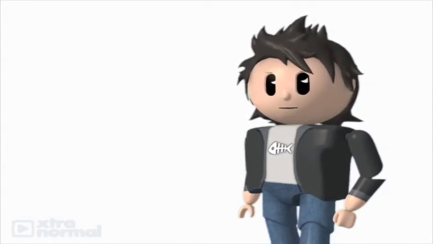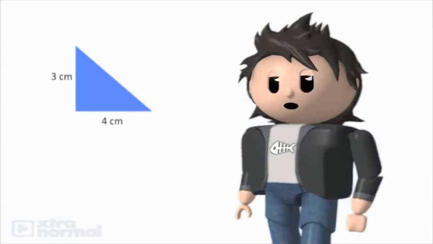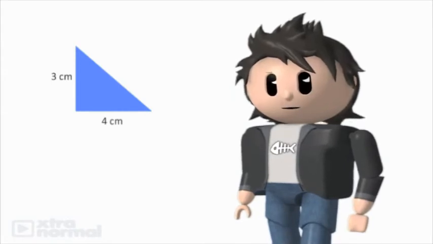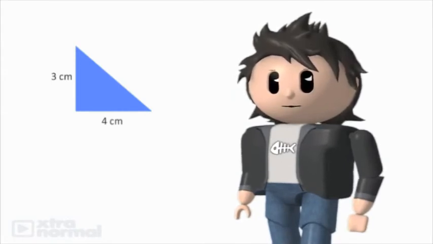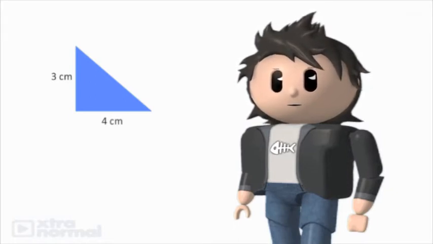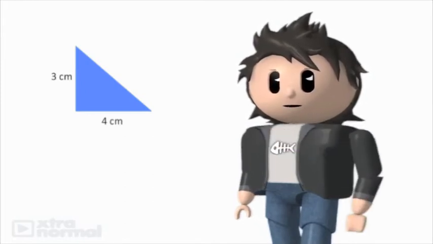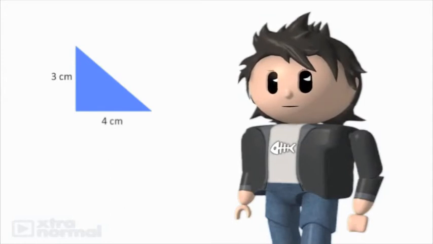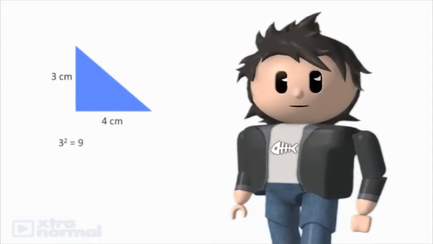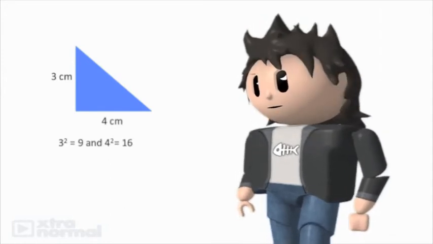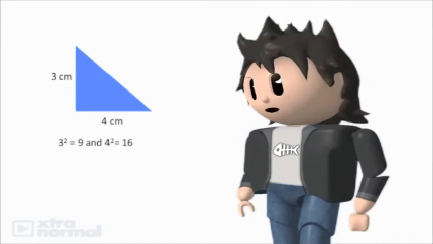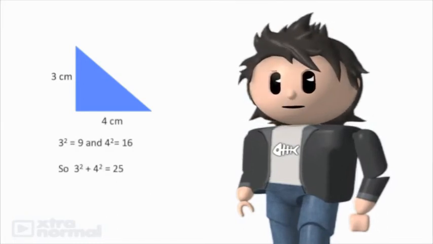Have a look at this example. We know that the two shorter sides are 3 centimeters and 4 centimeters. If I square these numbers and add them together, I will have the area of the square on the longest side. Remember that this is also called the hypotenuse. So 3 squared is 9, and 4 squared is 16. Added together, this gives 25.